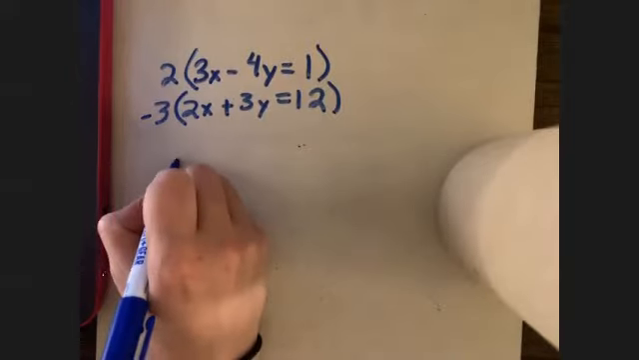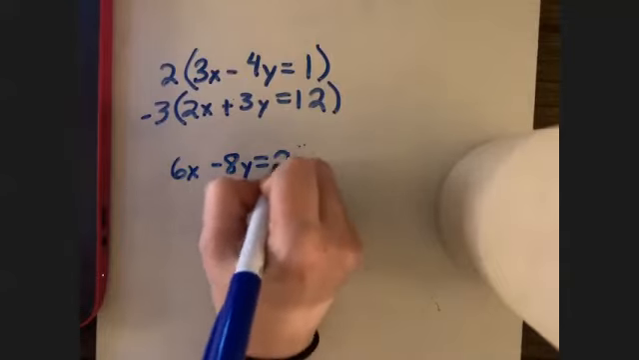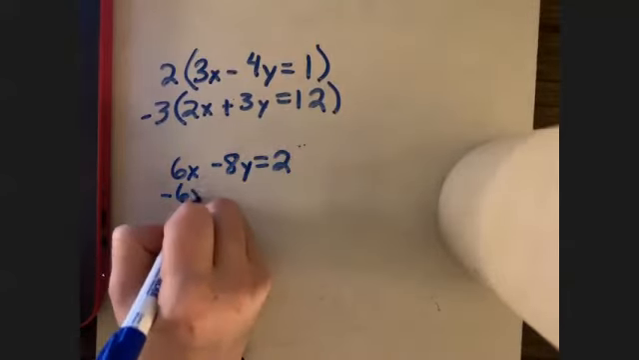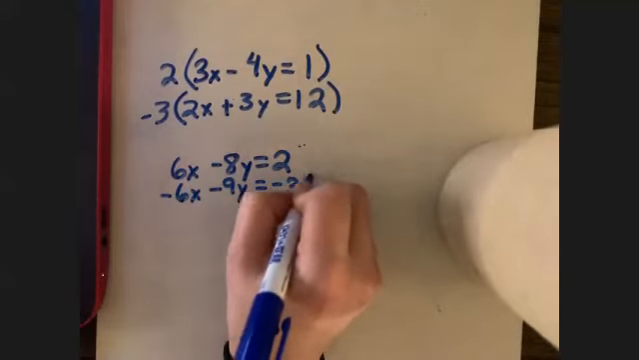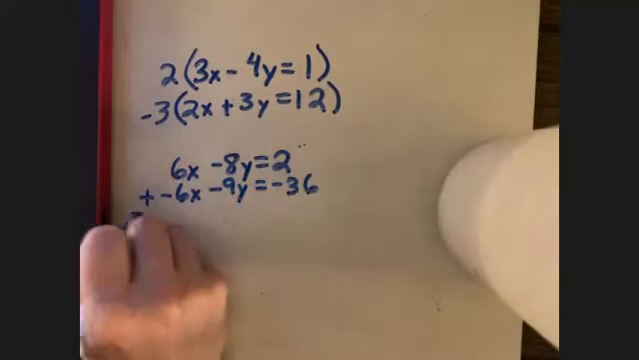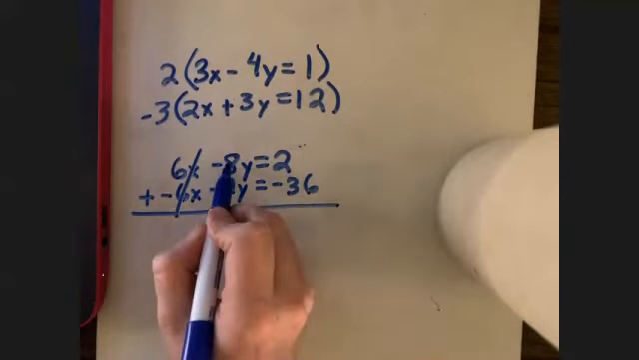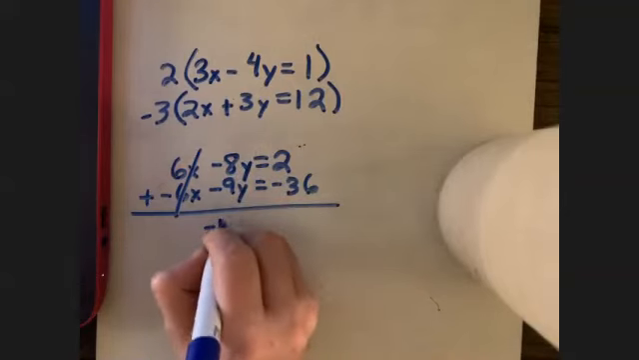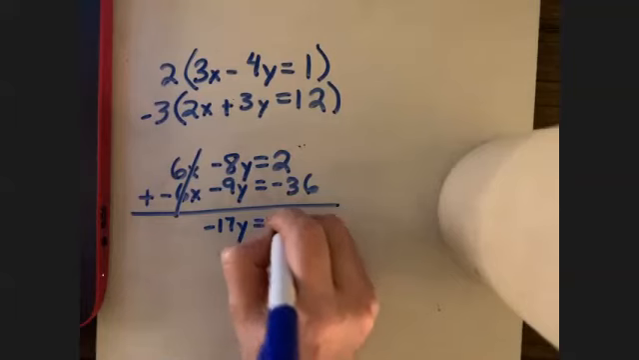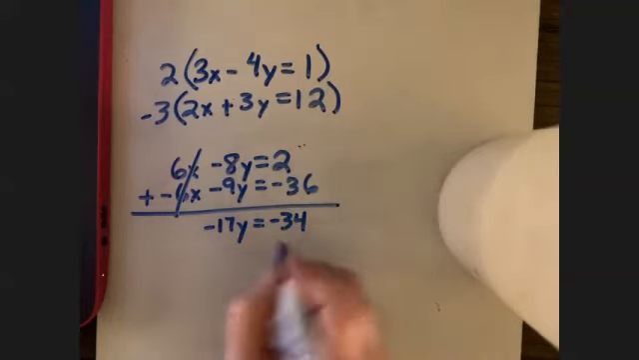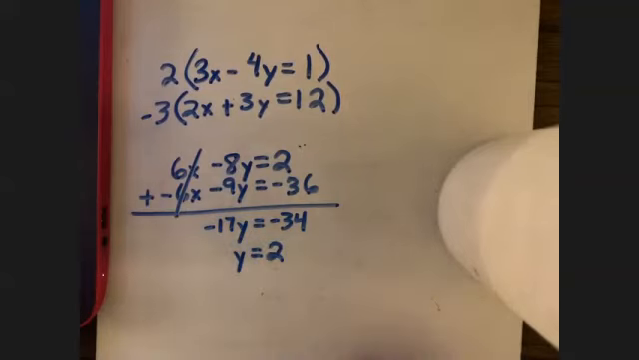So on the top line, that's going to give us 6x minus 8y equals 2. Negative 6x minus 9y equals negative 36. And then we're going to add. The x's are going to cancel. So we've got negative 8 plus negative 9 is going to be negative 17y equals 2 plus negative 36 is negative 34. Divide by negative 17, and we get that y is 2.